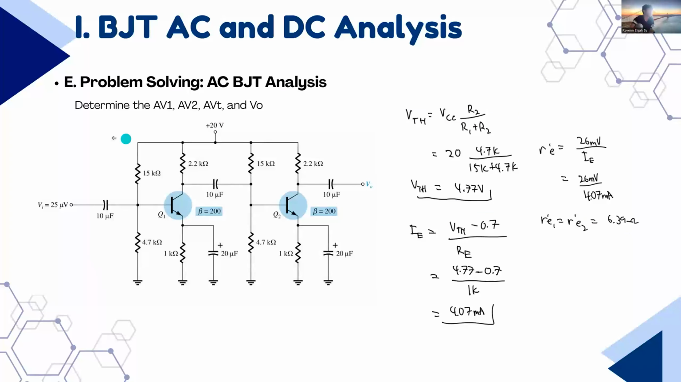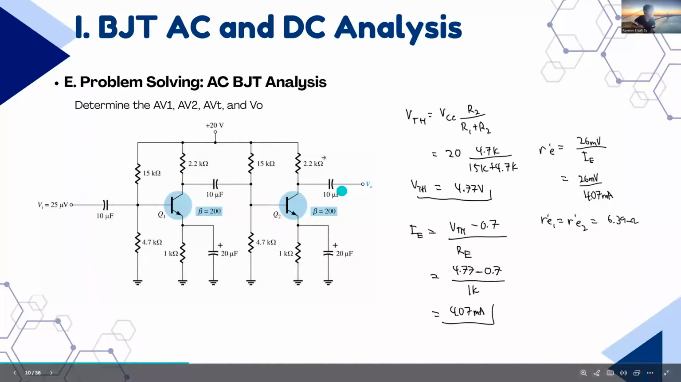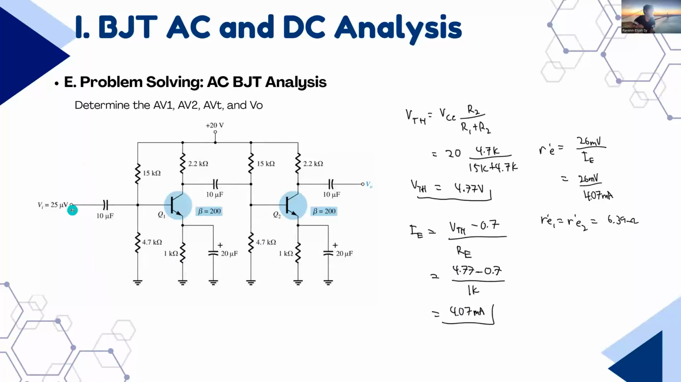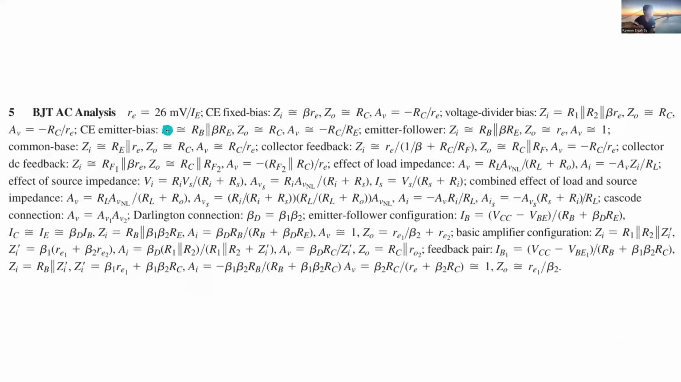So you have this problem. Determine the AV1, AV2, AVT, and VO. As we can see, this is a two-stage voltage divider. First, we will start in DC. Determining AV1, we have the formula AV is equal to negative RC over RE. Here, negative RC over RE.